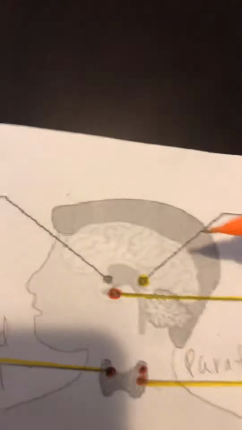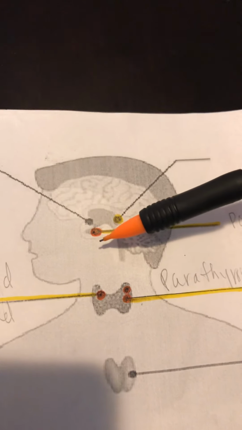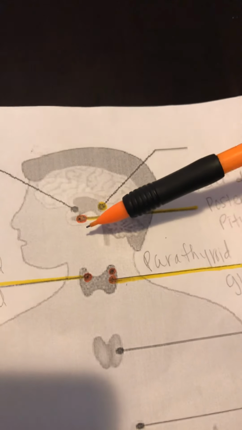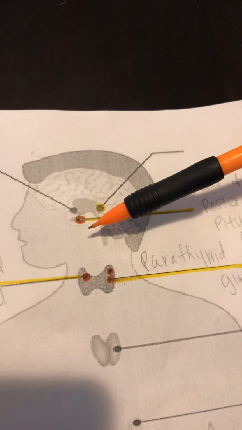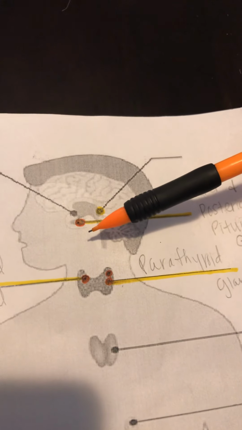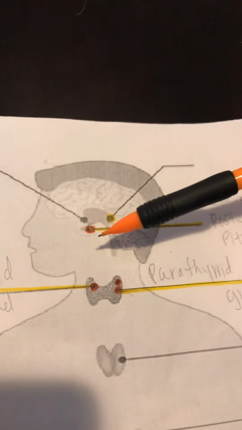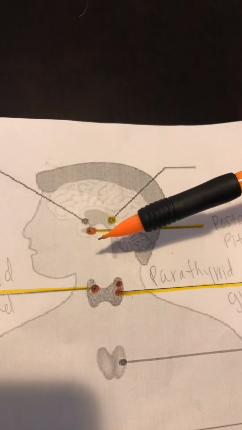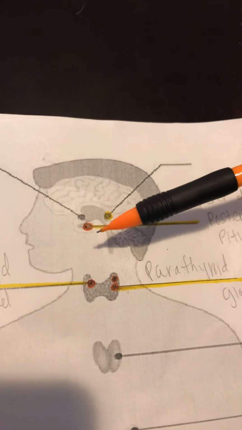And the hormones of the anterior pituitary gland are the thyroid stimulating hormone, which stimulates the thyroid to secrete thyroid hormones, the adrenocorticotropic hormone, which stimulates the adrenal cortex to release corticosteroid hormones. We have the follicle stimulating hormone, which stimulates gamete production. We have the LH hormone, which produces estrogen and testosterone.